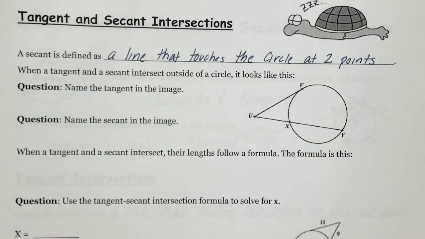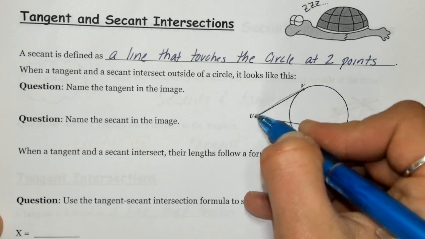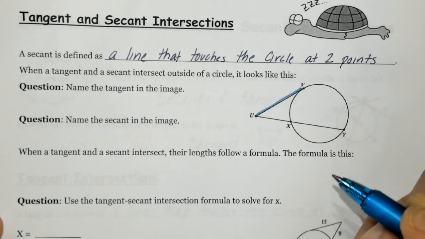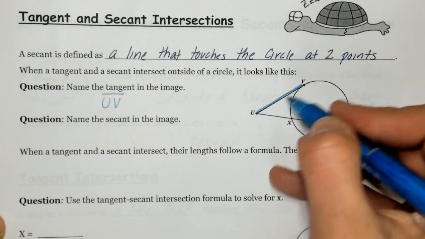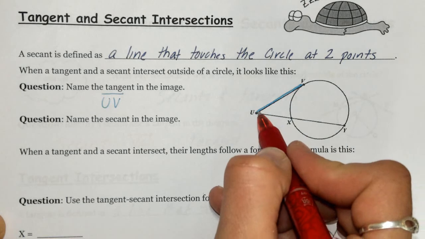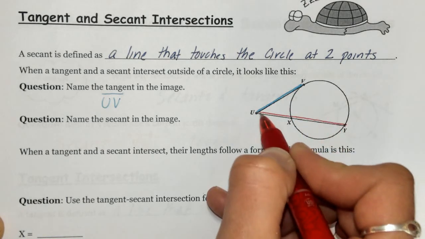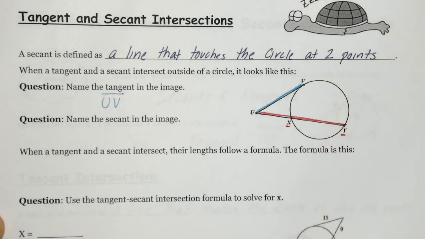So here we're going to name the tangent and secant. First, we want the tangent. The tangent, remember, is only going to touch at 1 point. So we're looking at here at segment UV. Okay, it only touches it at that 1 point. Your secant, on the other hand, is going to slice through. So it's going to hit this circle at 2 points, at point X and point Y.